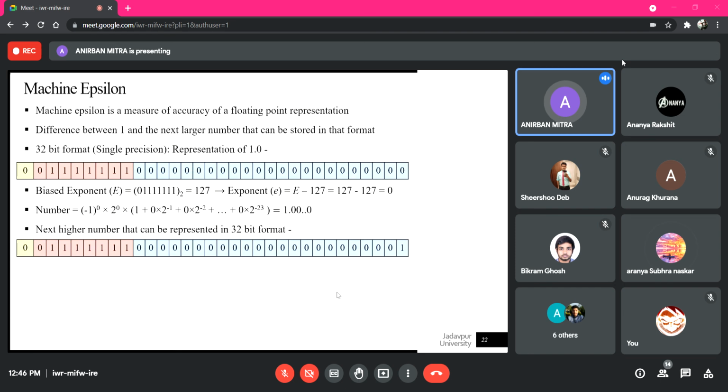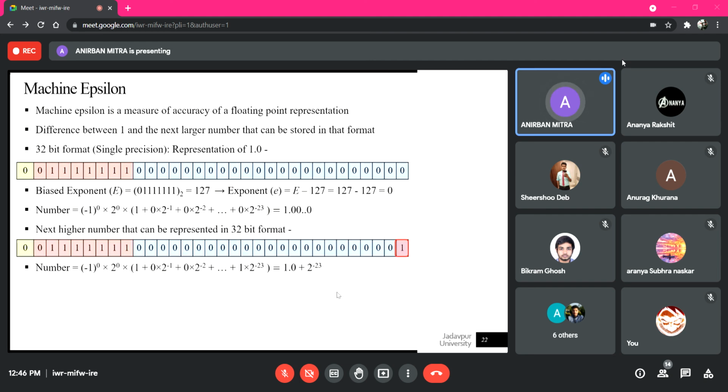The last bit would be 1. There is the last bit. So this is the next higher number. You can say the next larger number after 1. What is its value? The value would be something like this.